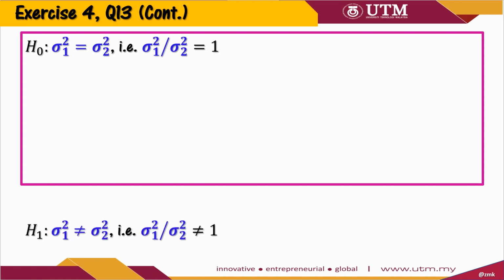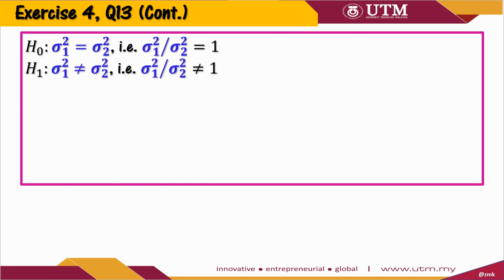Whereas under H1, we can write sigma 1 squared is not the same as, or different from, sigma 2 squared, which implies that the ratio of the two population variances is different from 1. Obviously, we have a two-sided alternative hypothesis test. Please note that if you want to test the ratio of standard deviations instead of the ratio of population variances, this is also acceptable since the standard deviations also measure variability.